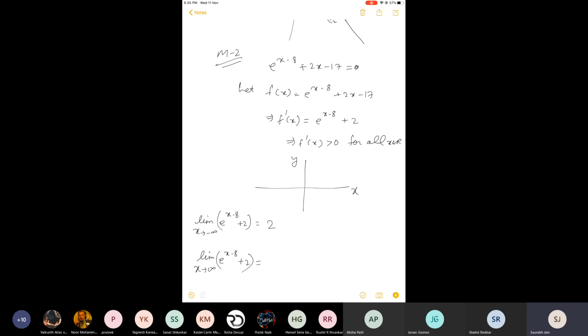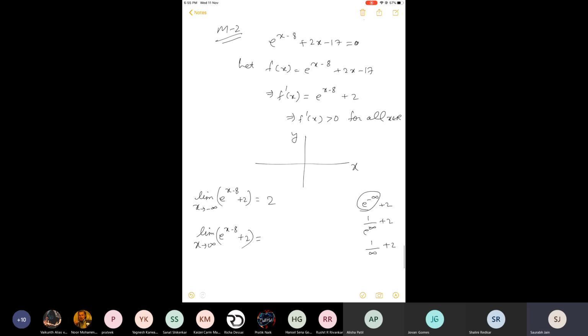Why 2? Because when x is tending to minus infinity, this will be like e to the power minus infinity plus 2, and this part is 0. We have discussed so many times, e to the power infinity is infinity only, a number greater than 1 to the power infinity, and this thing becomes 0. And what about the second part? The second part will be infinity, right? Because at x tends to infinity, e to the power infinity is infinity. Infinity plus 2 will be this only.